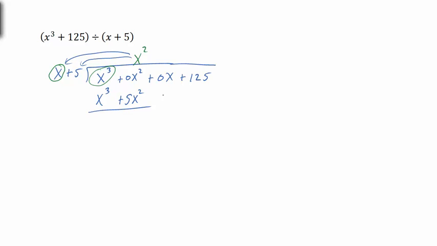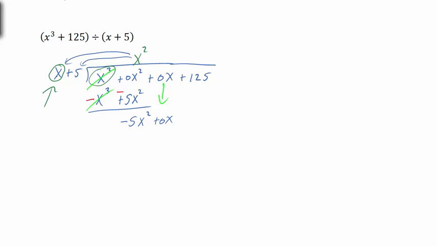So now we want to subtract. So again, that means we're going to simply distribute a negative. So we get a negative here and also a negative 5x squared. And once again, the first terms cancel out. And then we are left with a negative 5x squared. Then we simply bring down the next term, which is 0x. And once again, we start over.